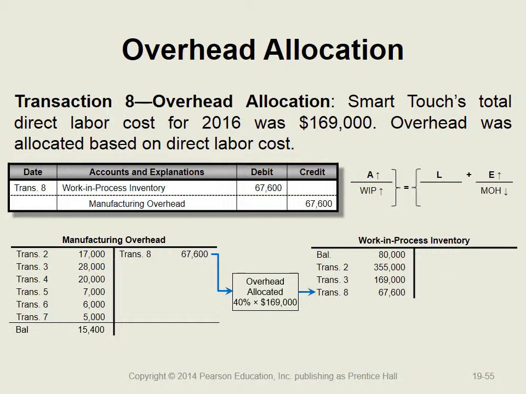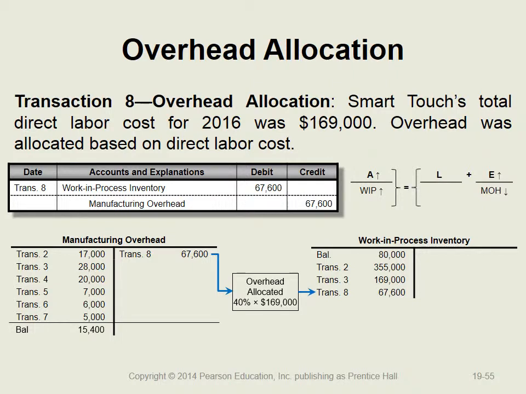Work in process is increased with a debit for the allocated overhead costs of $67,600, and manufacturing overhead is decreased with a credit. After Transaction 8, the manufacturing overhead account has a debit balance of $15,400. This means that SmartTouch's actual overhead costs of $83,000 were greater than the allocated overhead of $67,600. We say that SmartTouch's manufacturing overhead is underallocated because the company allocated less costs to jobs than actual costs incurred.